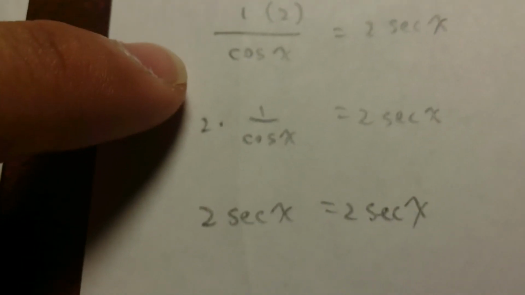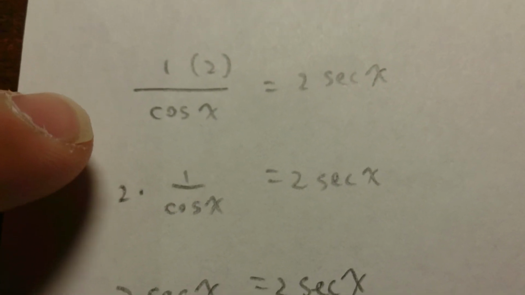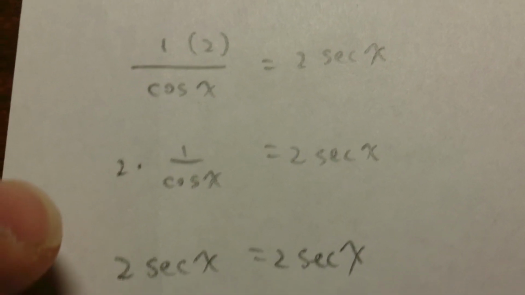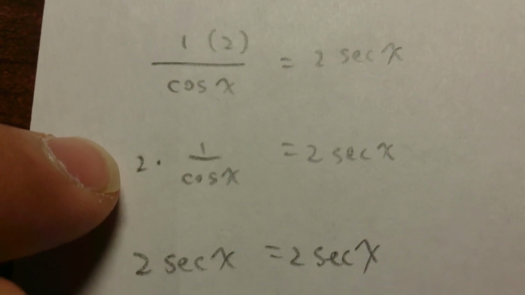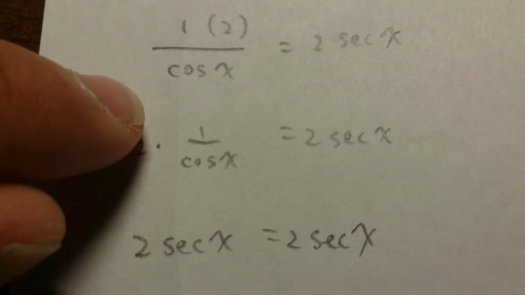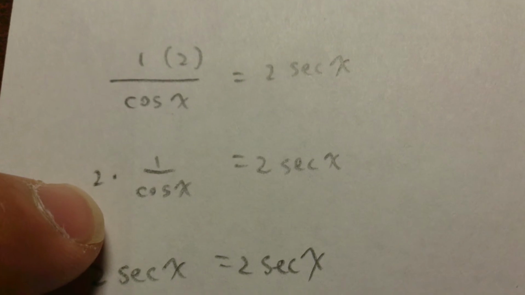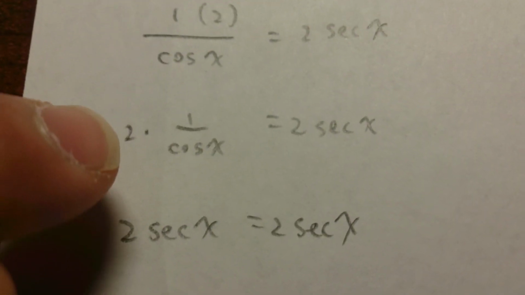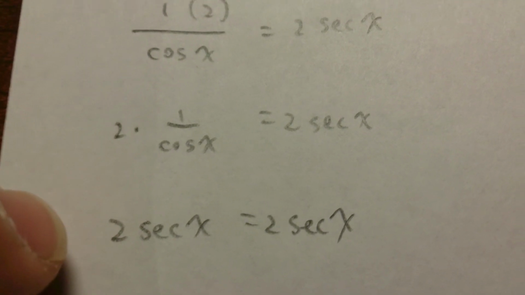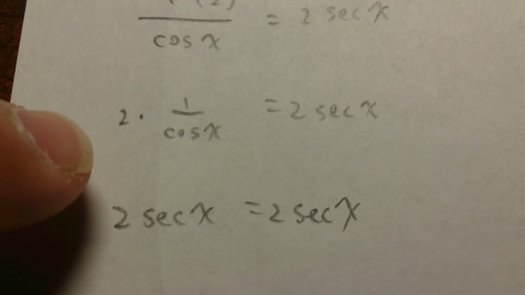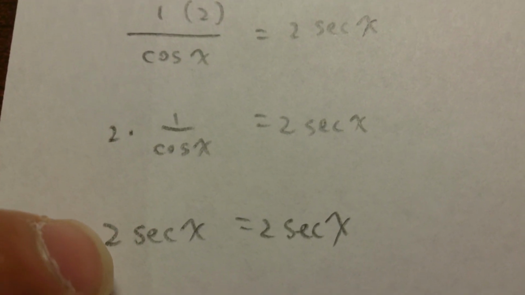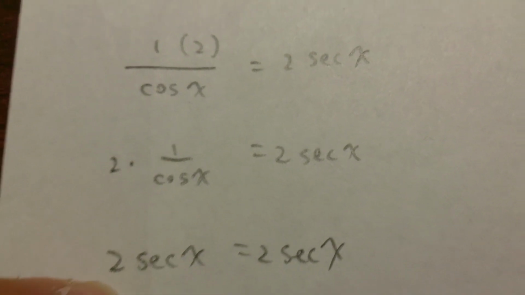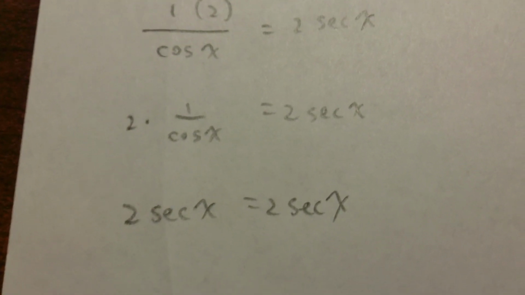For the last step, we will want to separate the 2 from the 1 over cosine x, which will look like this: 2 times 1 over cosine x equals 2 secant. And as we know, 1 over cosine x will just equal secant. So 2 times secant will equal 2 times secant. Yeah, that's all for the first one.